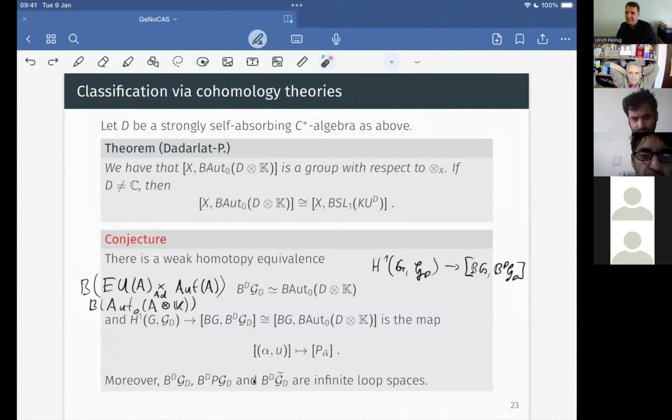What topology are you considering on the unitary group? The usual topology? Yeah, I consider my algebras to be unital, so for the unitary group the norm topology is the interesting one. If I take a non-unital algebra, if I take the multiplier algebra of A tensor K, for example, then I would have several other topologies to consider. But here I just take the norm topology. Yes, I see. Thank you.